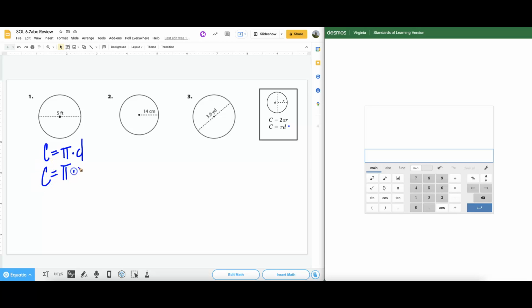So our diameter is 5. So this is going to be pi times 5. I can come over to our Desmos calculator and put in pi times 5, and it will give me the circumference of the circle. When I round to the nearest tenth, this is going to be 15 and 7/10, and it is feet. That's my unit label.